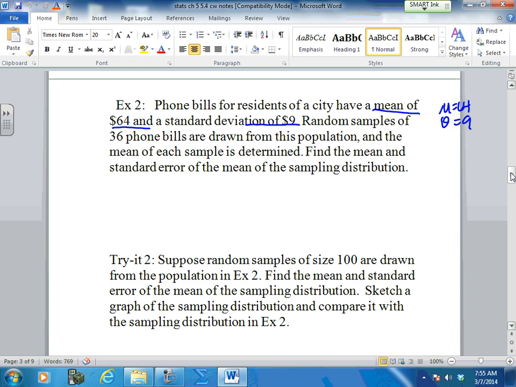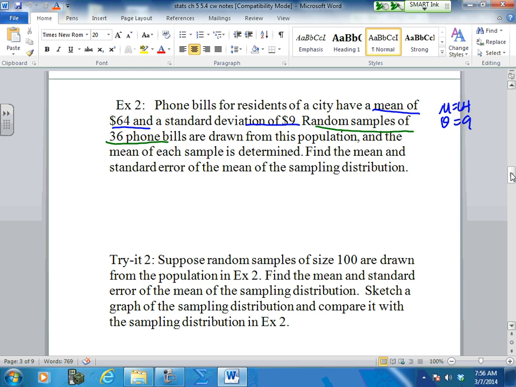Now, here's where you identify what you're doing. Random samples of size 36 phone bills are drawn from this population. I have a big city like Newburgh. Can I check every person's phone bill in the city? Is that feasible? No. So from this city, I'm going to randomly sample size 36 from my city of Newburgh.